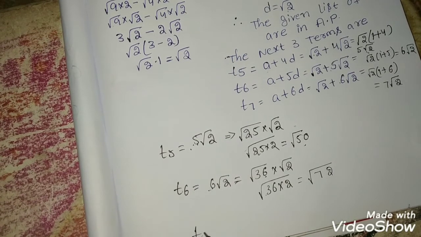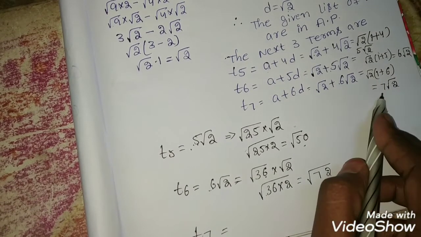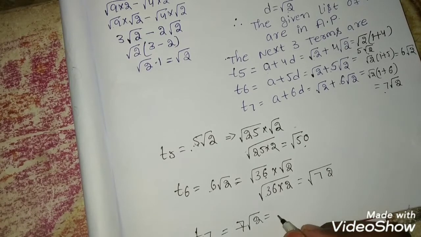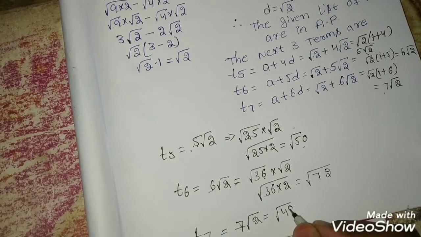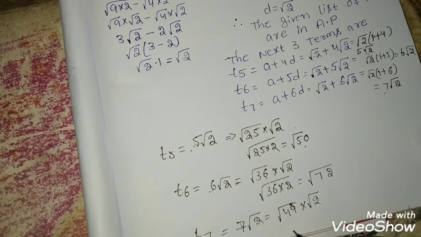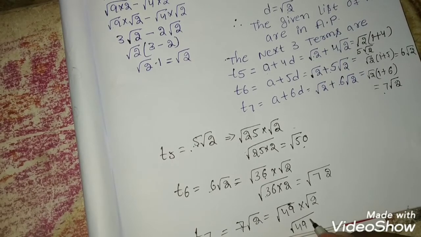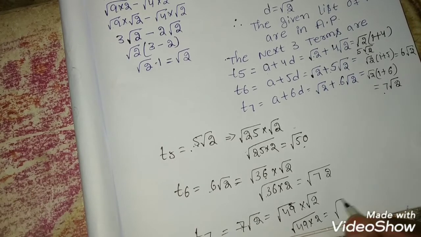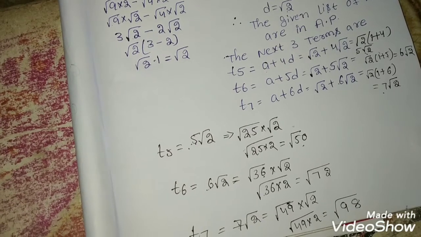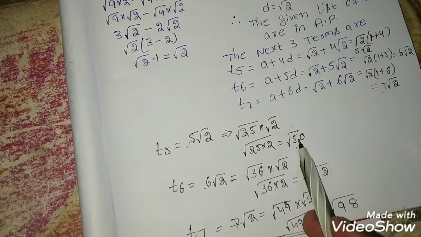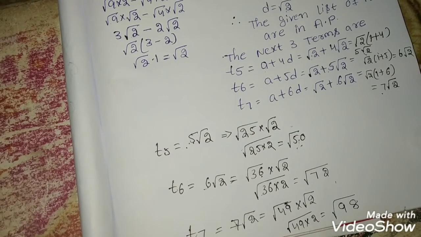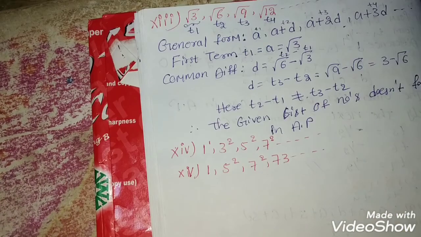Okay, what is term 7 here? Term 7 is 7 root 2. 7 can be written as root 49 because 7 sevens are 49, into root 2. What is 49 into 2? 9 twos are 18, 4 twos are 8 plus 1 is 9, 98. So what are the next 3 terms we have? Root 50, root 72, root 98. This is our answer. So next, go for the next question.